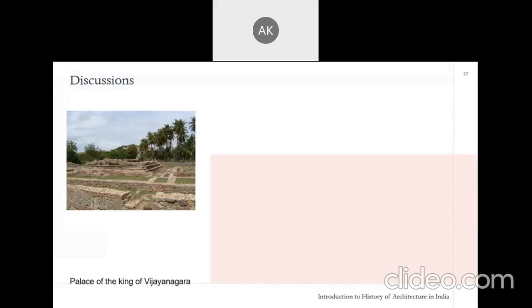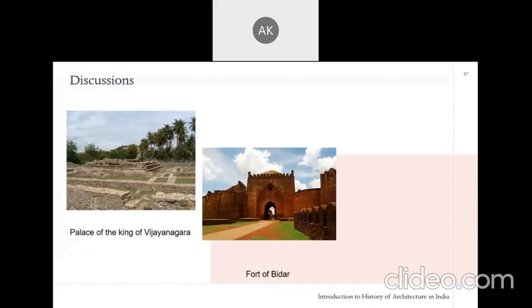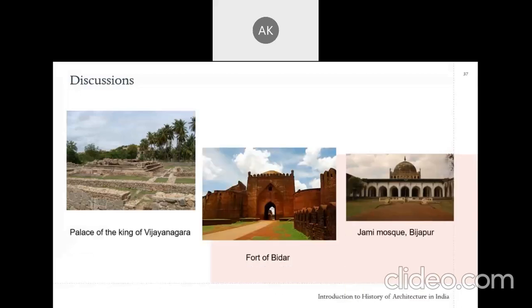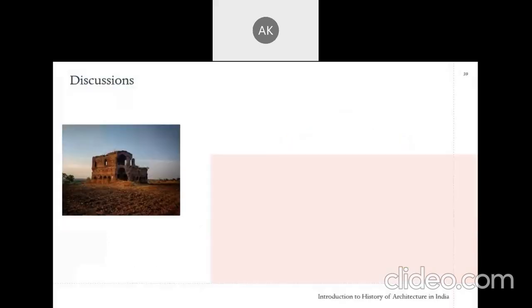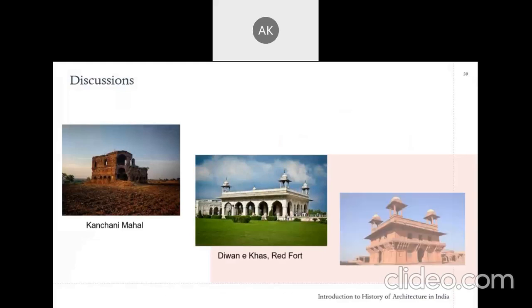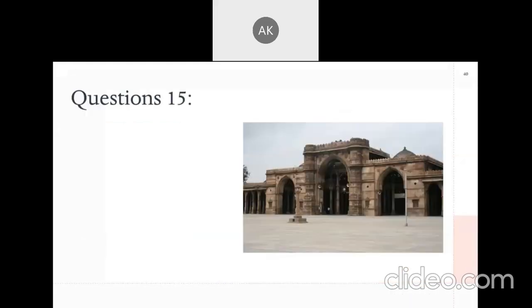These are the visual questions. So, Palace of the King of Vijayanagar, then Fort of Bidar. Again, this is the Jami Mosque of Bijapur, sorry. Then question number 14 was dealing with identifying this one. So this was the Lotus Mahal as per its shape. Then Kanchani Mahal. Then Diwan-i-Khas of Red Fort, Diwan-i-Khas of Fatehpur Sikri.